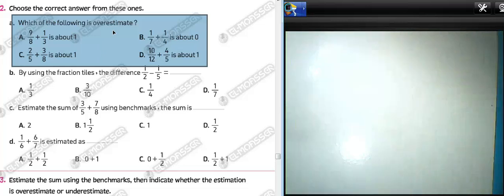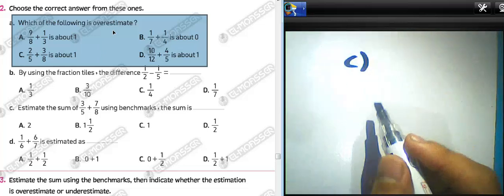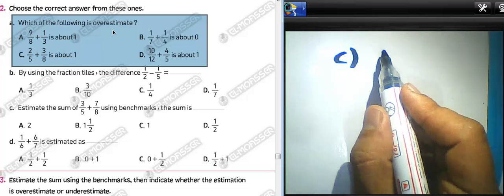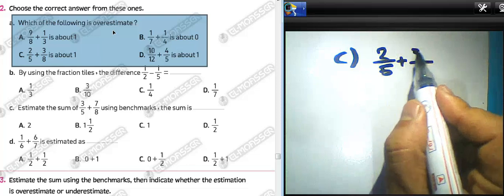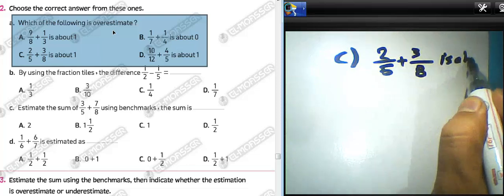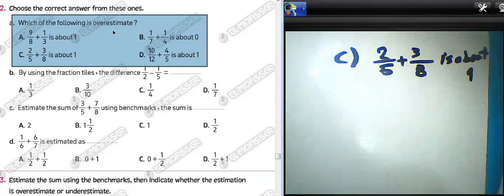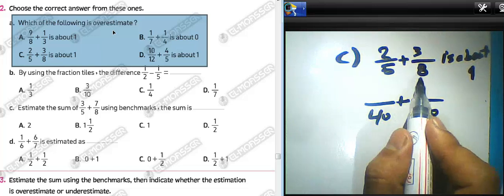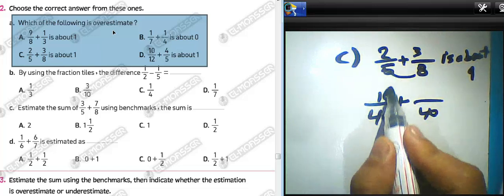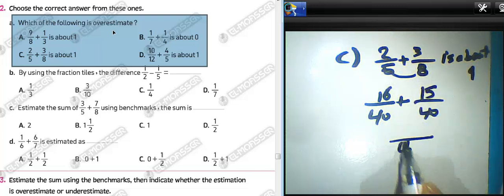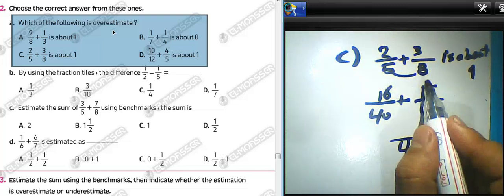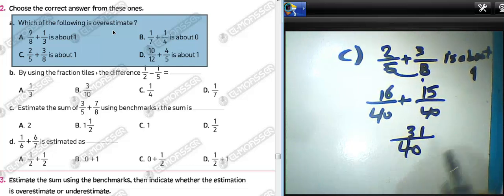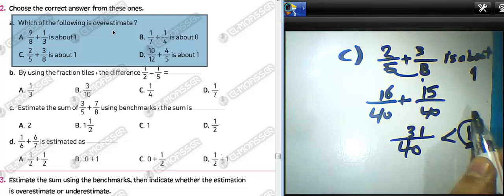Okay, so you must solve letter C to find the overestimate about 1. Okay, 2 over 5 plus 3 over 8 is about 1. I will solve it here. The least common multiple will be 40. 40 here, 5 times 8 equals 40, 8 times 2 equals 16, 5 times 3 equals 15, and then write 40 in the denominator. 15 plus 16 equals 31. 31 over 40 is less than 1, so this estimation is an overestimate.